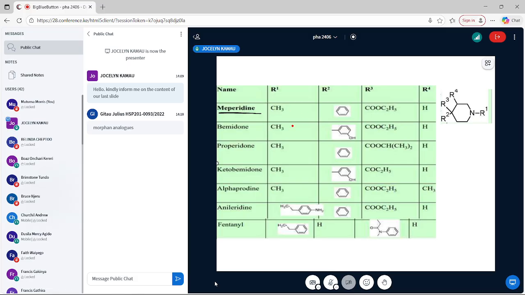So when you look at that drug, it has R1 as a methyl group. This is our R1, a very small methyl group, similar to morphine. When you look at R2, a bit like morphine, it is a phenyl group. I hope you can see that. R3 is an ester there. But R4 is a hydrogen. So that is the structure of meperidine. I hope you are together.